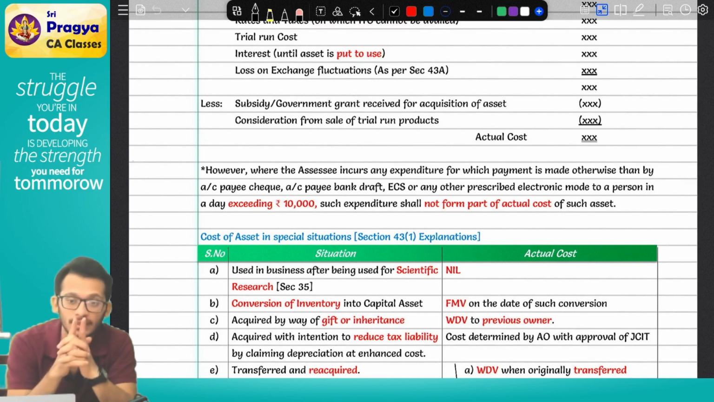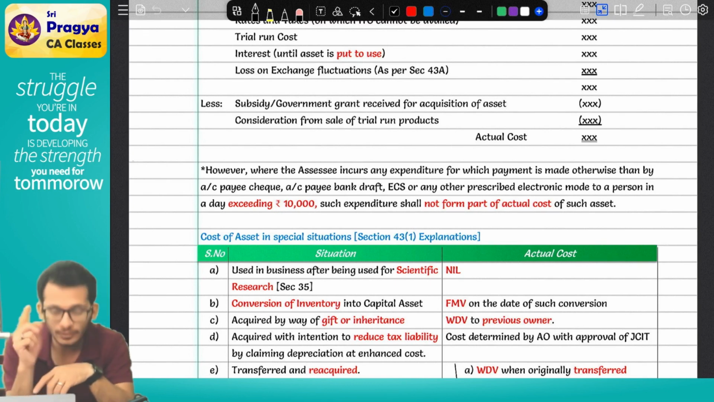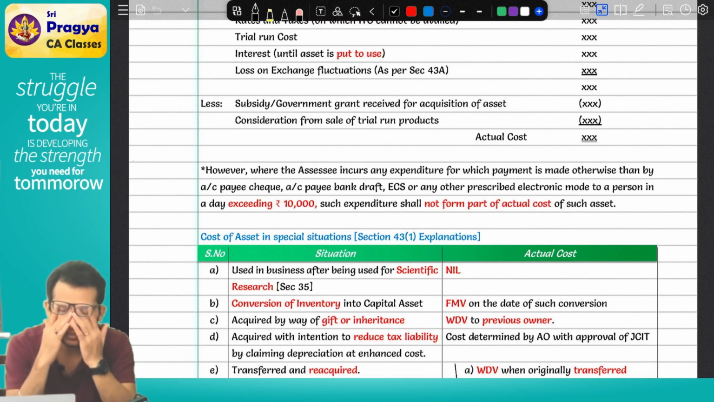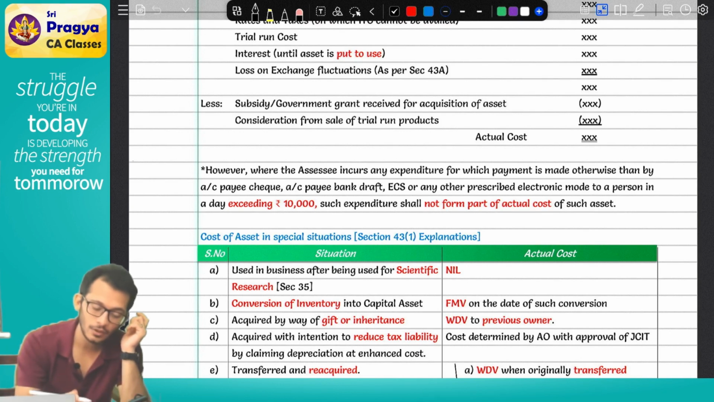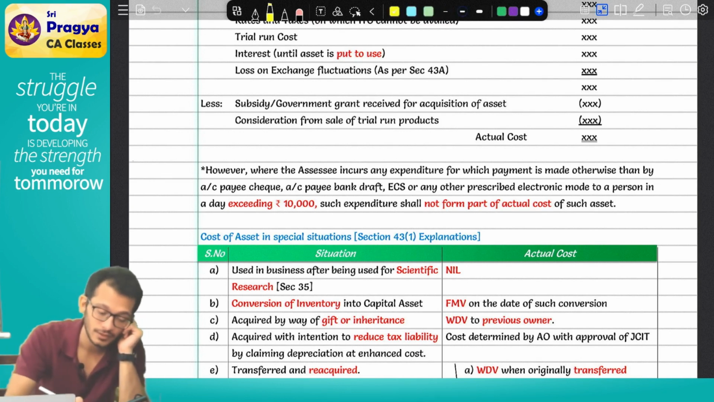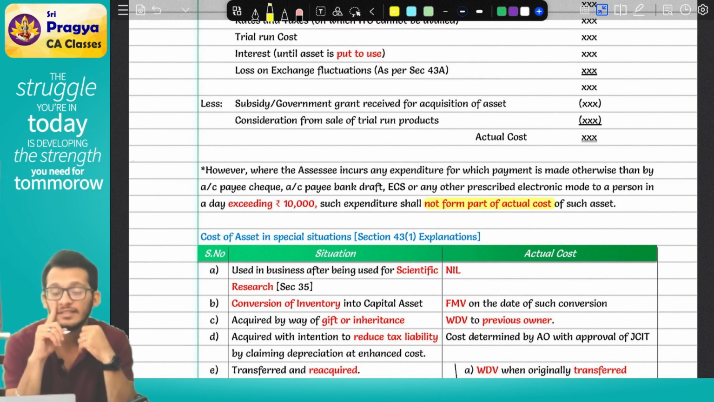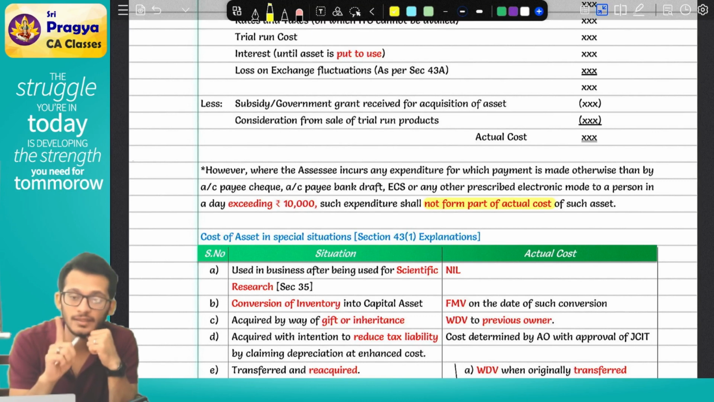It is not there in the P&L. When it is not there in the P&L, can you disallow something? No. Can you add something? No. What I can maximum do is ignore the cost. I am saying it shall not form part of the cost. Be very careful about this. It is not that the payment is disallowed. It is that the payment is ignored.